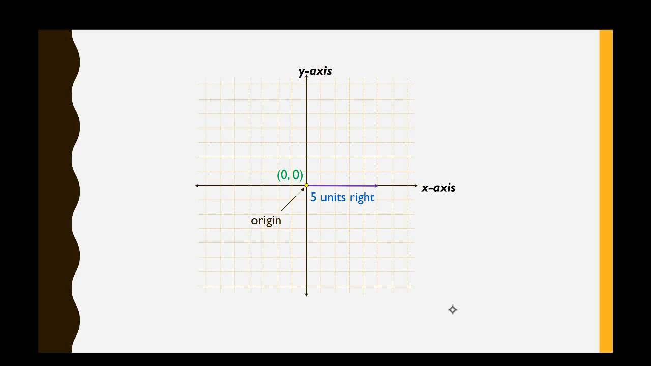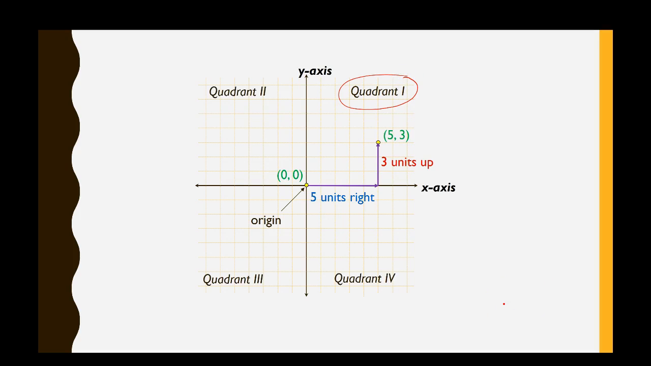Then if I go 5 units to the right and 3 units up, I would get to the ordered pair (5, 3). That's because 5 to the right is positive, and 3 up is positive as well. And that is located in quadrant 1. Your four quadrants start in the top right-hand corner and work their way around: quadrant 2, quadrant 3, quadrant 4. You can write these with regular numbers, but typically you will see them with Roman numerals.